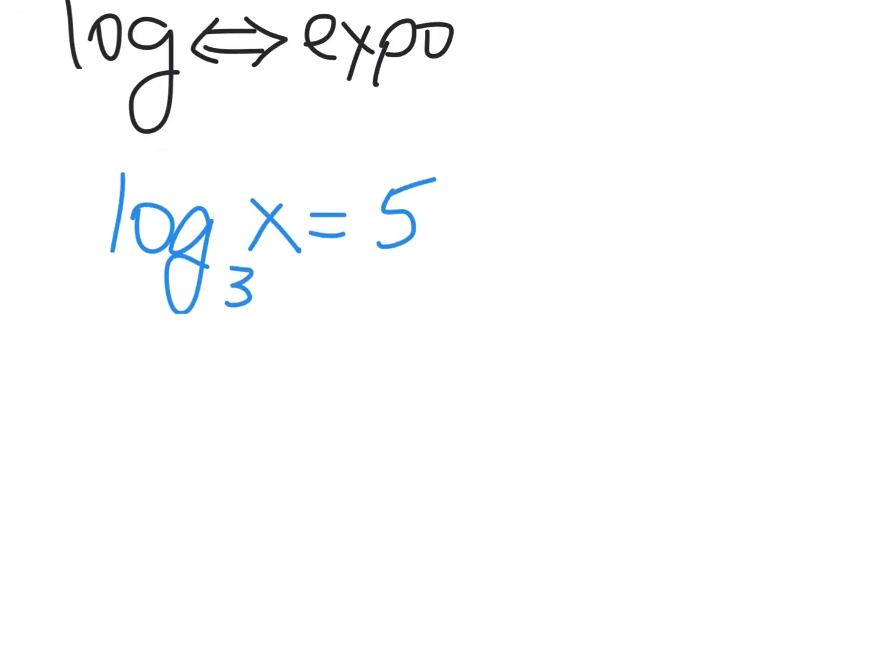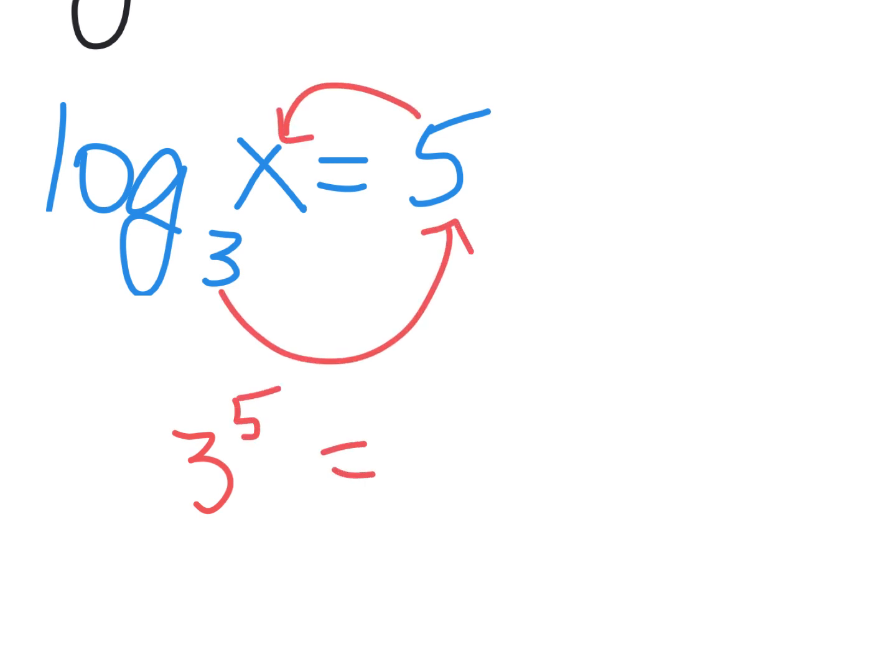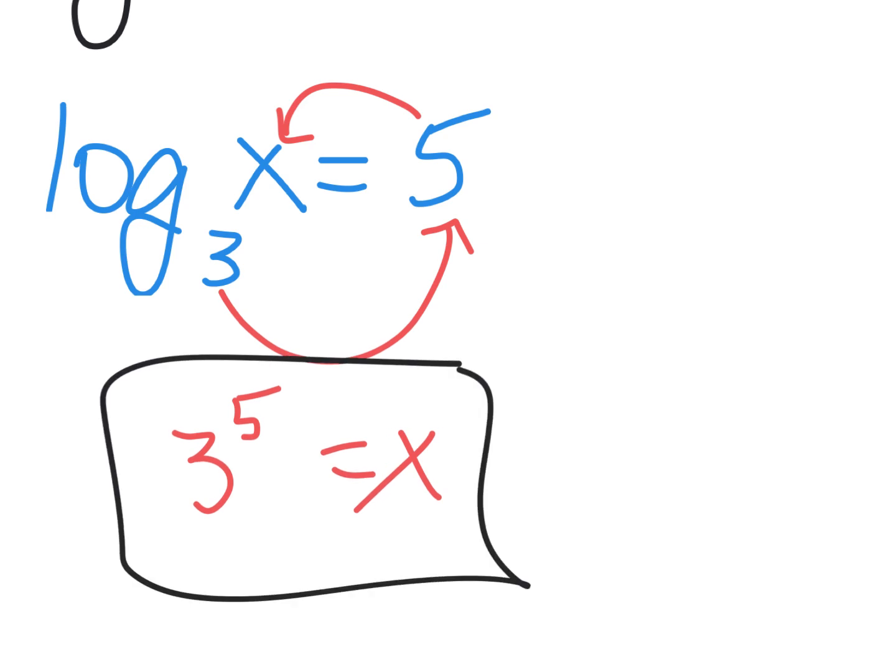Here's another one. What if I give you a log? Can you rewrite it into an exponential? Give that a shot. It's the same basic idea. Can you rewrite it? And you still use the circle of logs. I should trademark that. 3 to the 5 equals x. There you go. That's an exponential version of it.